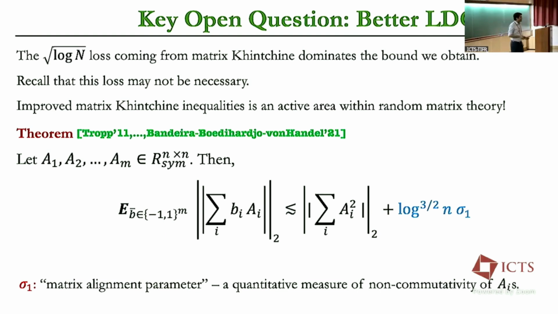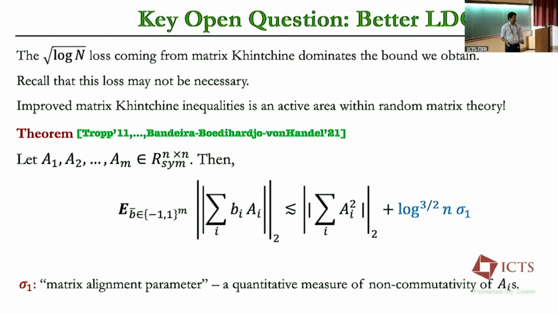They're saying that the root log n doesn't multiply this matrix variance parameter. Instead it multiplies something else. It turns out that they believe this log to the 3/2 is weak. They believe that the best thing you can expect here is root log n. Let's give it to them. Let's assume this is root log n. Then it multiplies some other parameter, which is not the variance parameter, and this other parameter is something that they call the matrix alignment parameter.